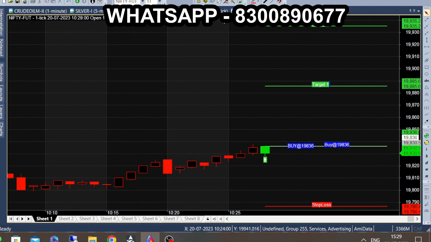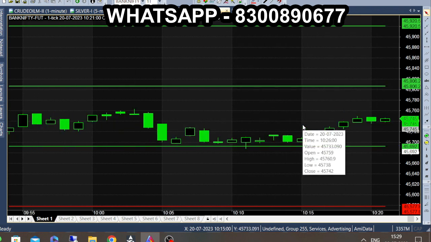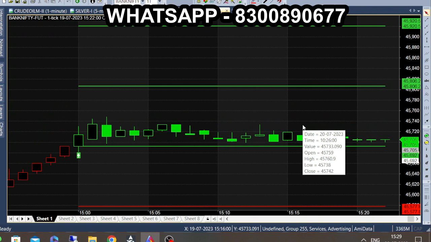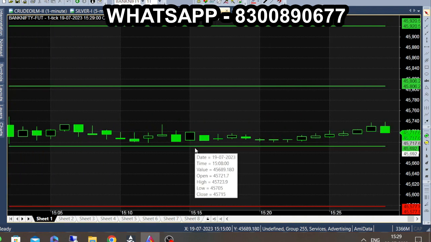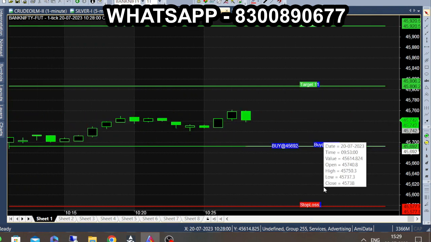Okay, in Nifty a buy call generated, but in Banknifty the buy call started yesterday itself. So today it's just following the trend. The buy call started yesterday at 3 o'clock, here only, at 45,692. That buying momentum is following today also.